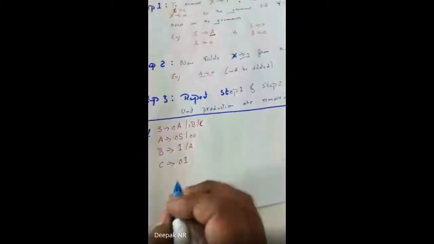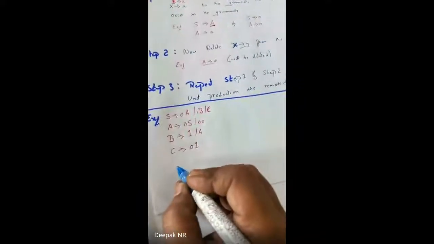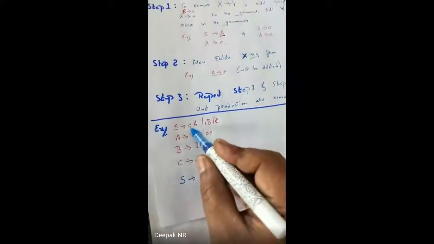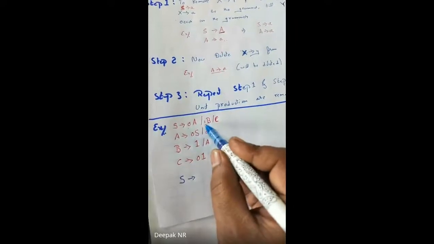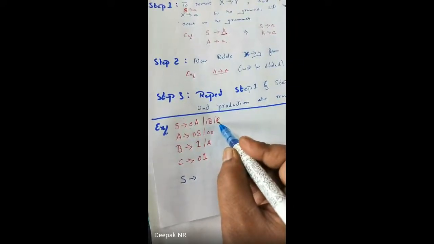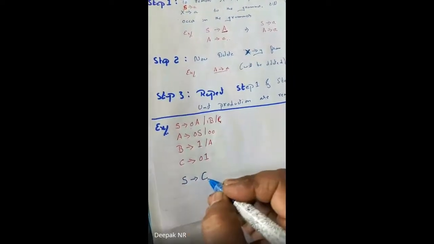In this, my first task is to identify what the unit productions are. A unit production means there is a single capital letter. Now I rewrite what the capital letters are. If I observe, S tends to 0A has a combination of terminal and non-terminal, perfect. S tends to 1B is also a combination of terminal and non-terminal, perfect. S tends to C doesn't have a combination of terminal and non-terminal, hence this is a unit production. So I rewrite in this manner.